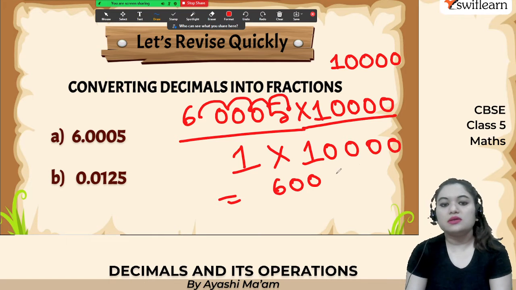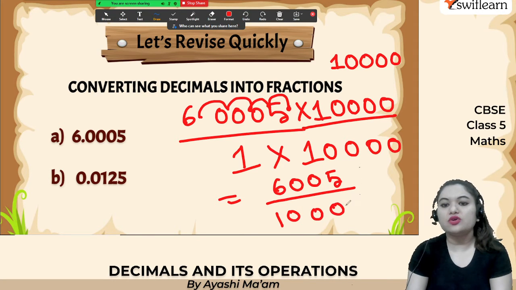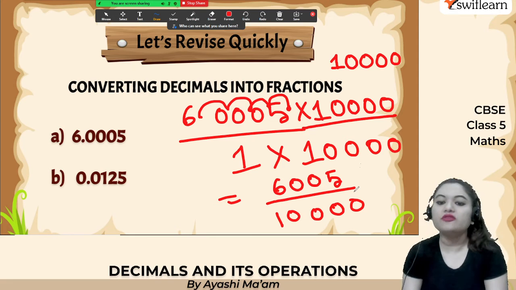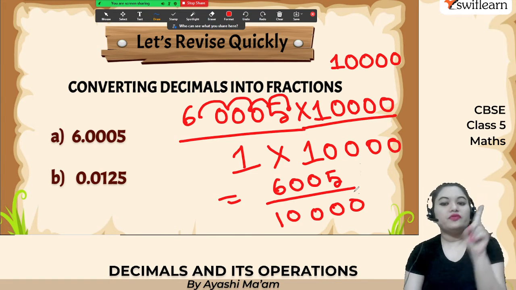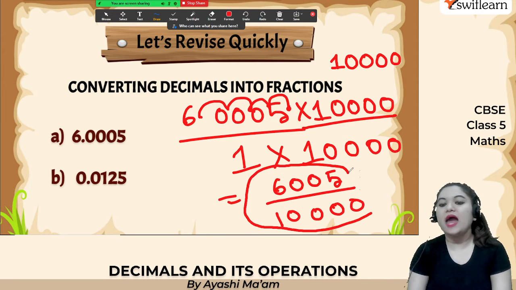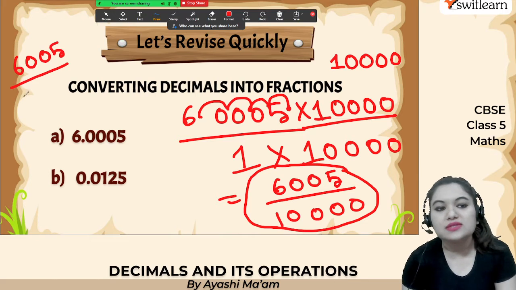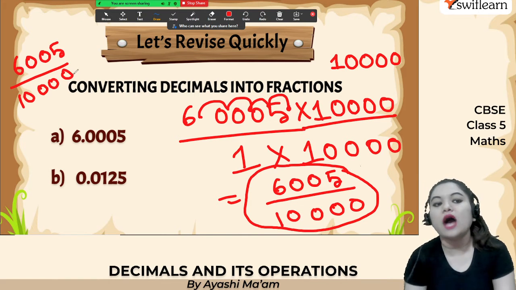That means the numerator is going to become 6005. And what about the denominator? It is going to be 10000. Therefore we have converted it. Now this is your task. You need to reduce this fraction into the simplest form. I hope you know how to reduce it. You must have learned about fractions, right? So how do we do that?